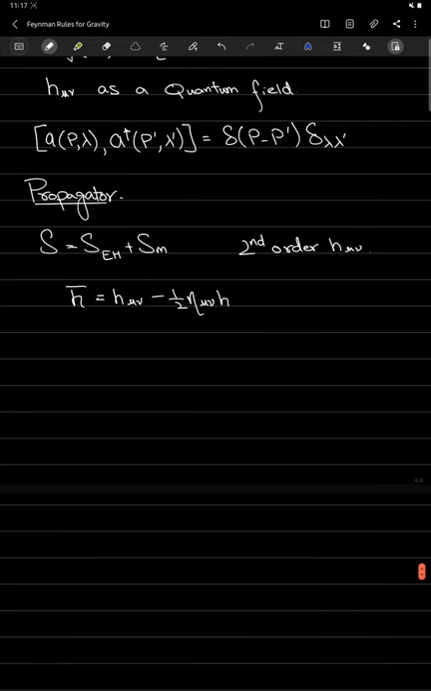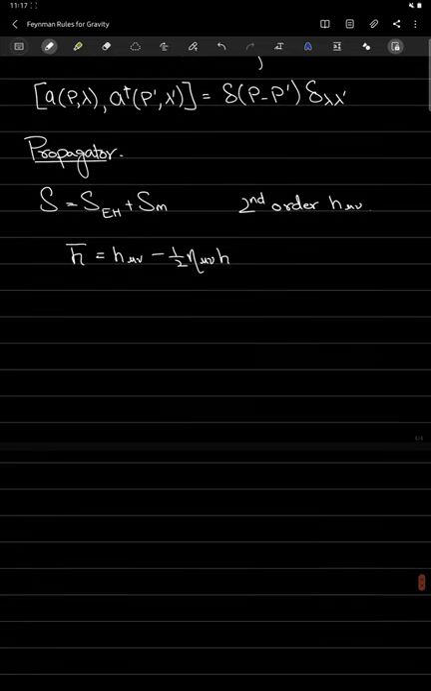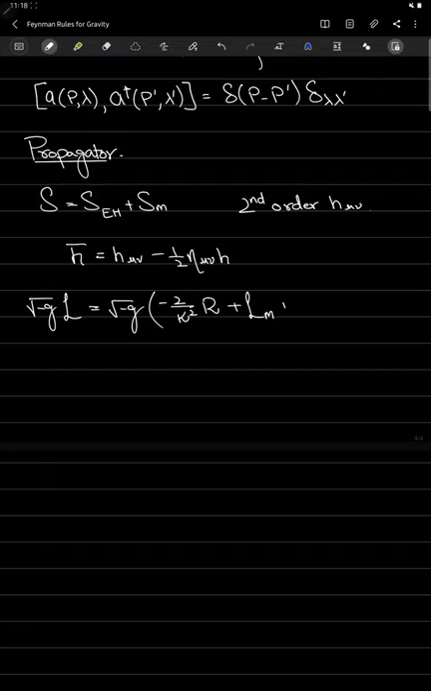So now the Lagrangian in this scenario, we know, is given as square root of minus g times the Lagrangian density, square root of minus g of minus 2 over kappa squared, where this kappa squared again is 32 pi G, times the Ricci scalar, plus the matter Lagrangian. And of course we need some gauge fixing term, to fix the gauge, so we can invert the operator, I mean the Green's function, to have a propagator, right?